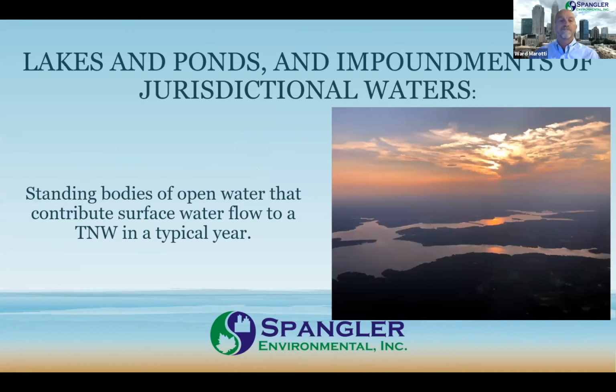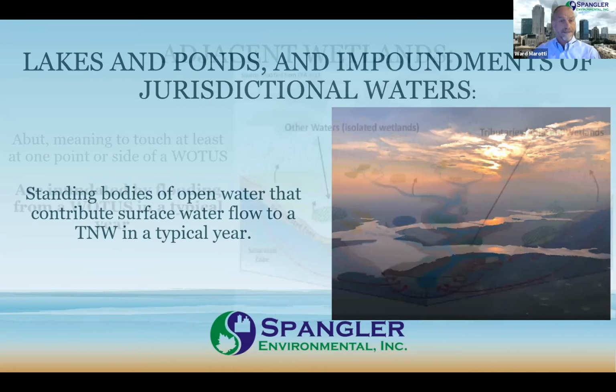Lakes, ponds, and impoundments, pretty self-explanatory. For those of you in the Triangle, that's Falls Lake there to the right. Lakes, ponds, and impoundments are jurisdictional waters. There are very few lakes in the Southeast that are not ponds and/or impoundments. In the Northeast, there are quite a few lakes that are naturally formed, and there are certainly a few in the Southeast, but that's another pretty easily defined type of water of the United States.